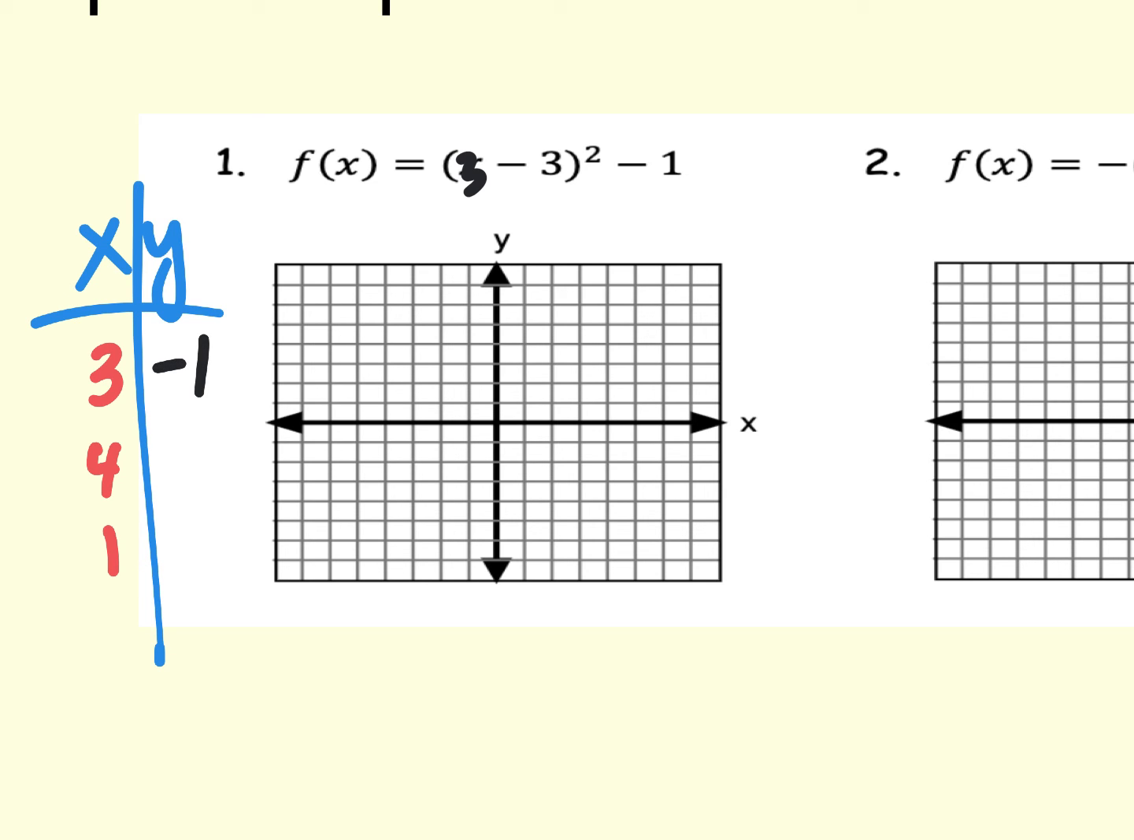Yes. Okay. JP, you put in 4. What'd you get? 4 minus 3 is 1 squared is 1. 1 minus 1? 0. He's right. All right. Ariana, put in 1. Tell me what you get. I got a 3. 1 minus 3 is -2 squared. 2 squared is 4. And even if it's -2, it's still 4. 4 minus 1 is 3.